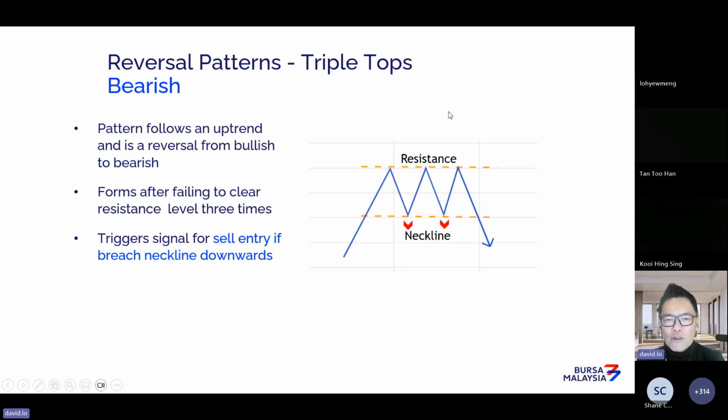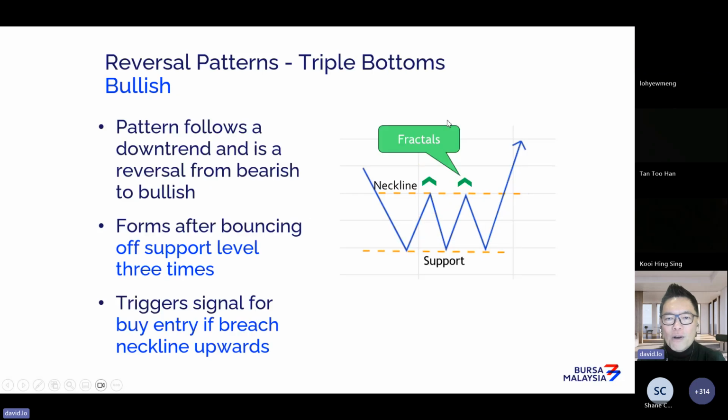Right, let's move on. After triple top, what do you guess? Triple bottom. Because same thing. So we shall not delve too much into this, right?